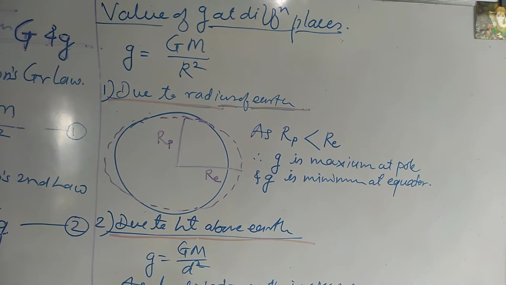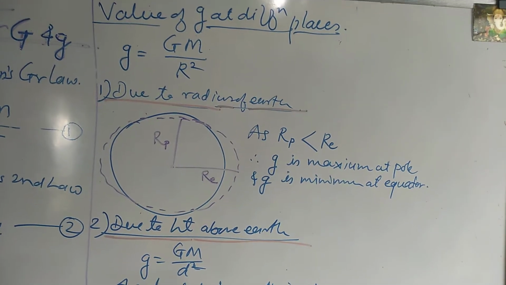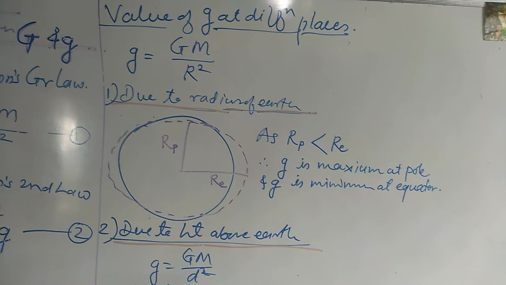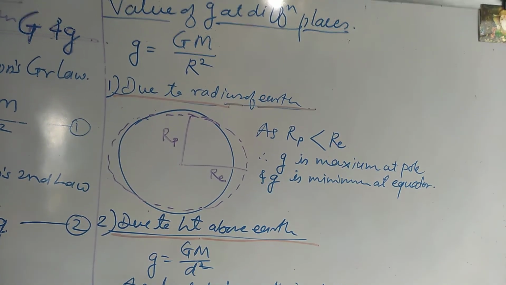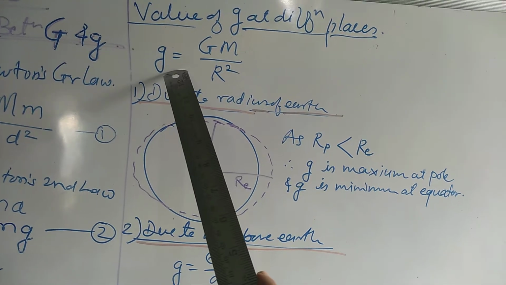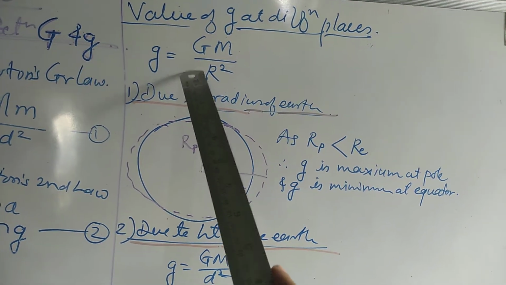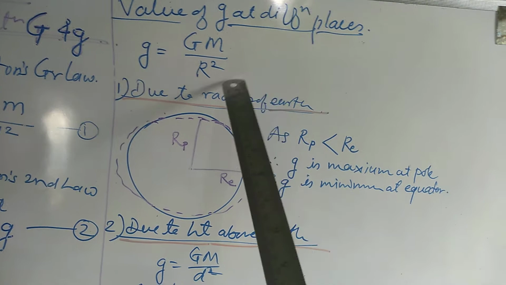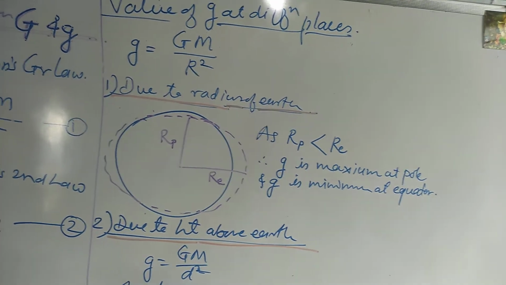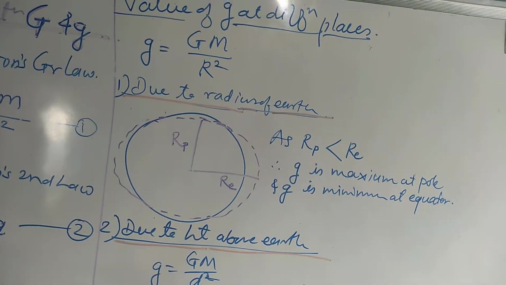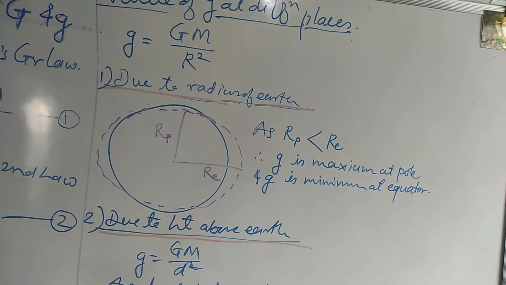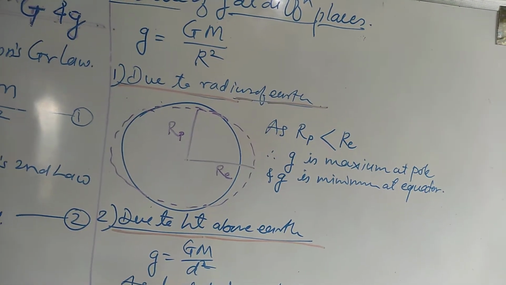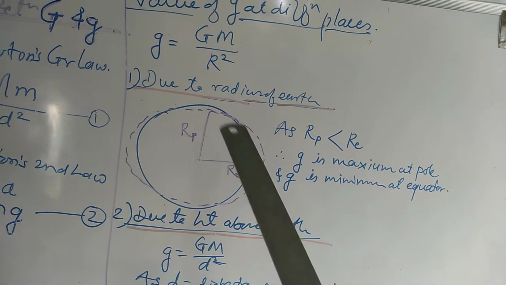Now we are going to see the value of g at different places. G varies from place to place, and how it varies, that we are going to study. We know that this is the relation: acceleration due to gravity is equal to capital G into capital M divided by r square, where r represents the radius of the earth, and we know that earth is not a perfect sphere.